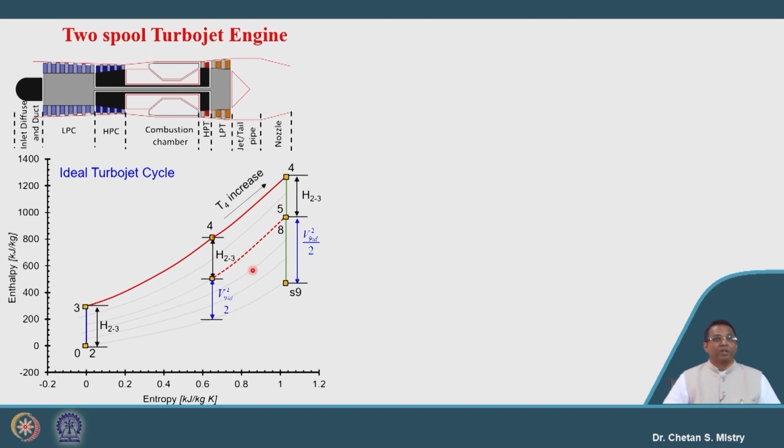Okay. Let us see how you are thinking of. Suppose I will be adding my heat along this constant pressure line, that is what will be increasing my velocity at the exit. Can we do it? Let us try to look at.